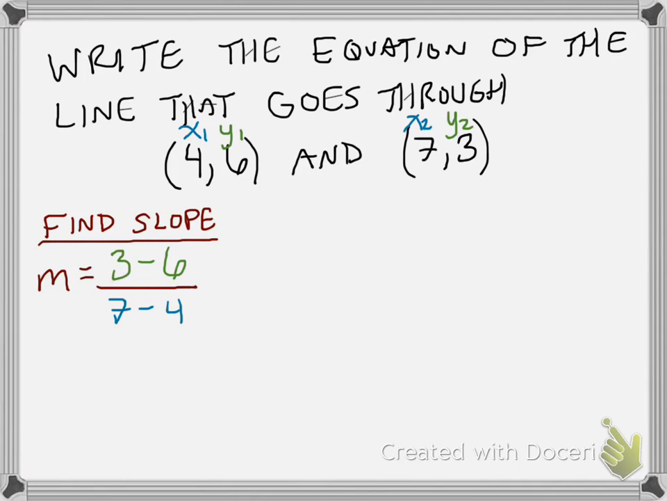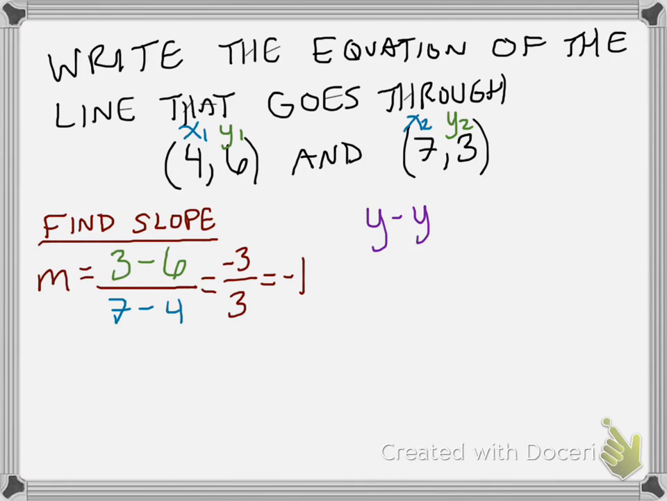So notice we have done our rise, the difference in the y values, divided by our run, the difference in the x values. When I simplify, 3 minus 6 is negative 3, 7 minus 4 is positive 3, and negative 3 divided by positive 3 is negative 1. So my slope that goes through these 2 points is negative 1.